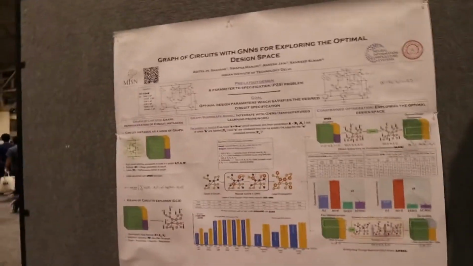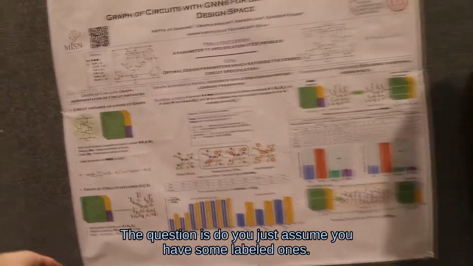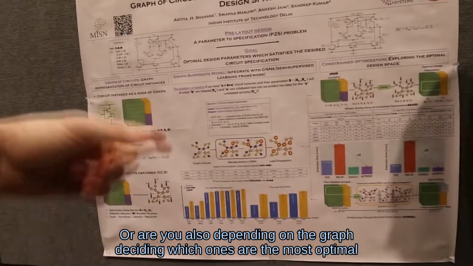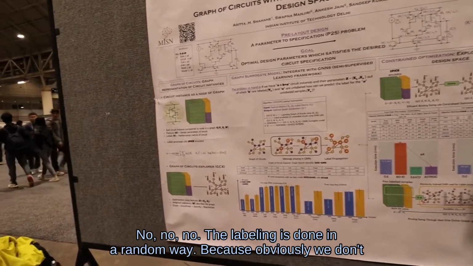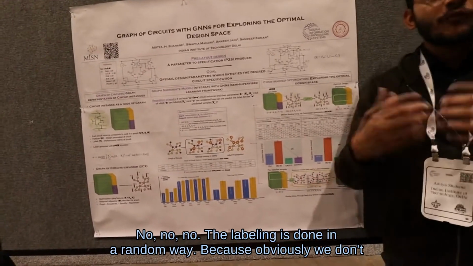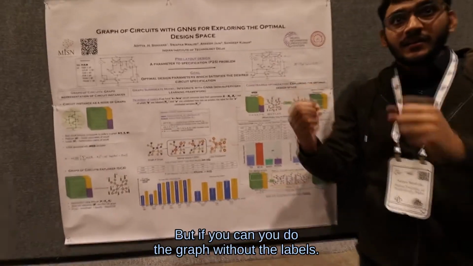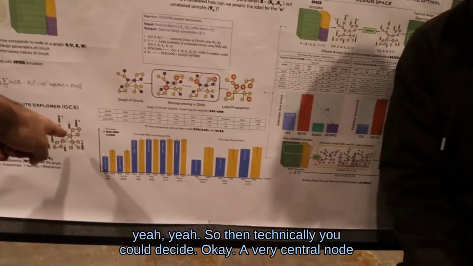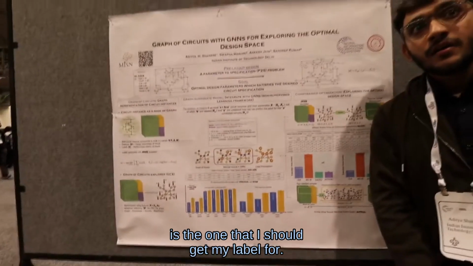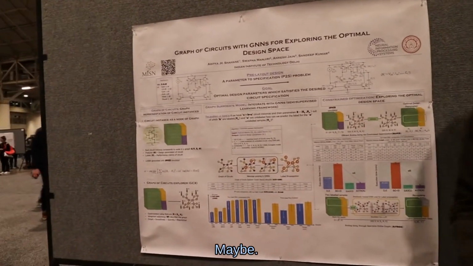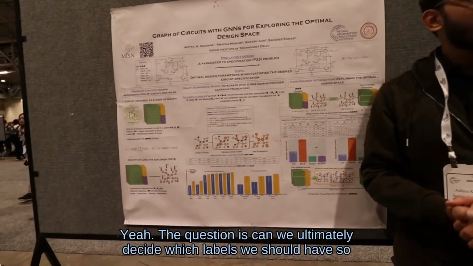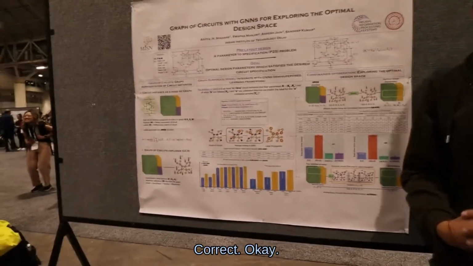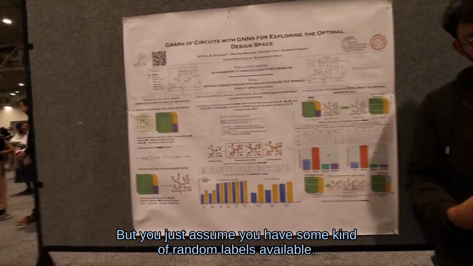The question is, do you just assume you have some labeled ones, or are you also, depending on the graph, deciding which ones are the most optimal to label? No. The labeling is done in a random way, because obviously we don't know where the optimal solution will lie. But can you do the graph without the labels? Technically you could decide that a very central node is the one that I should get my label for. That can be another approach. The question is, can we optimally decide which labels we should have so that the information is maximized? Correct.